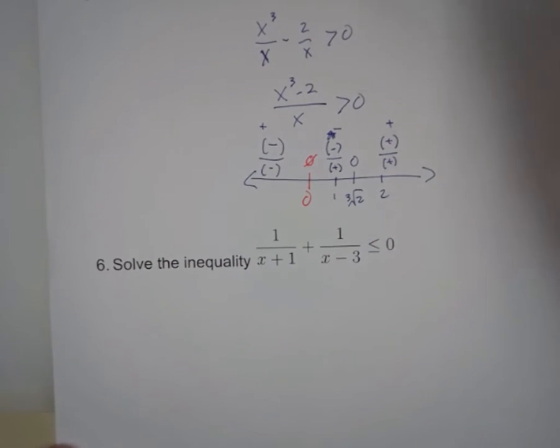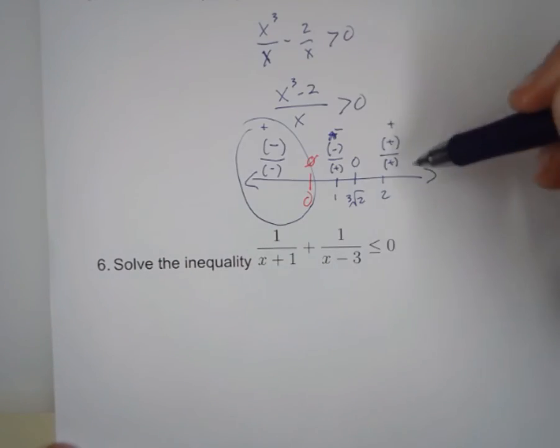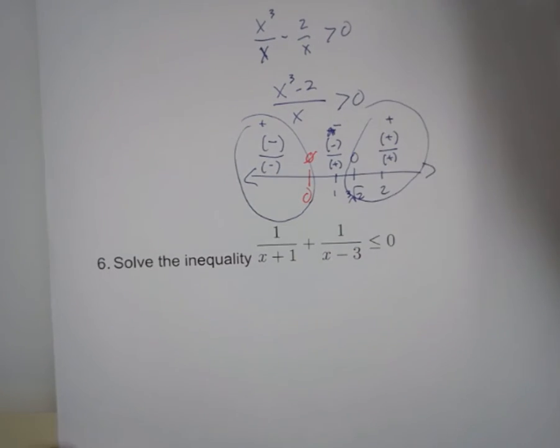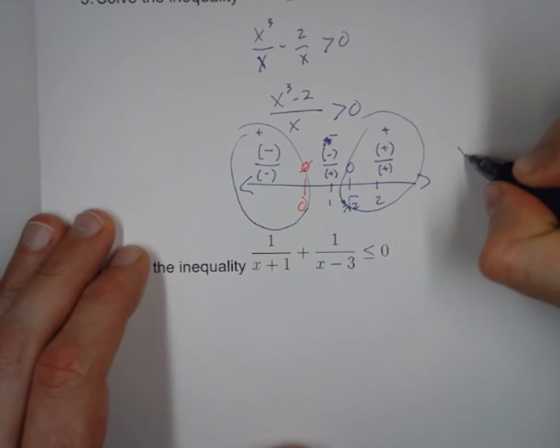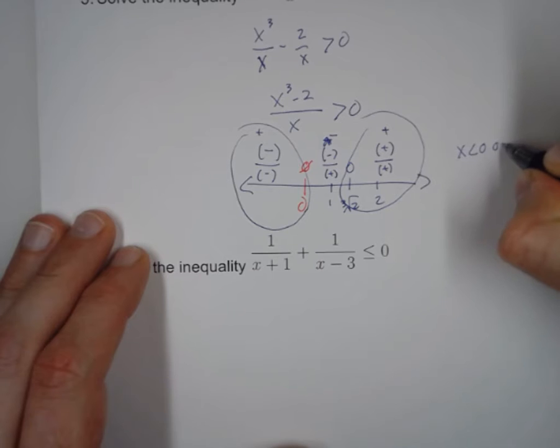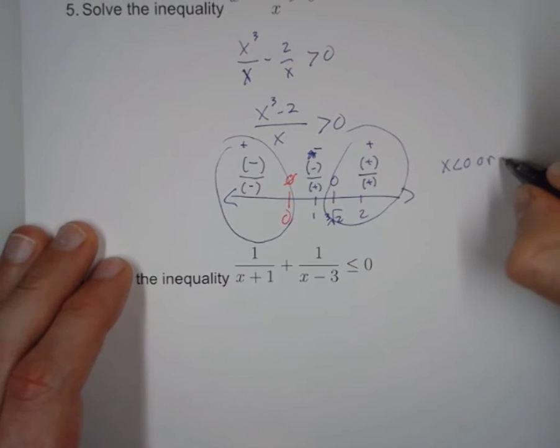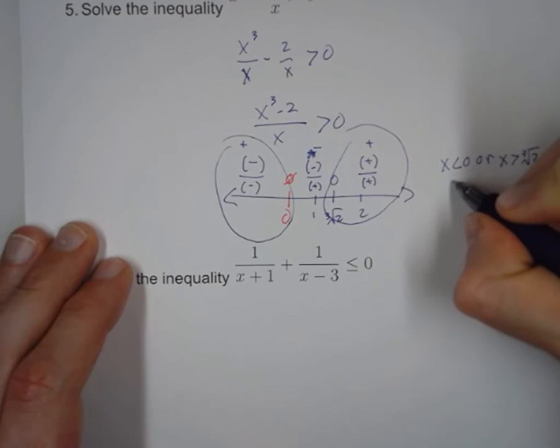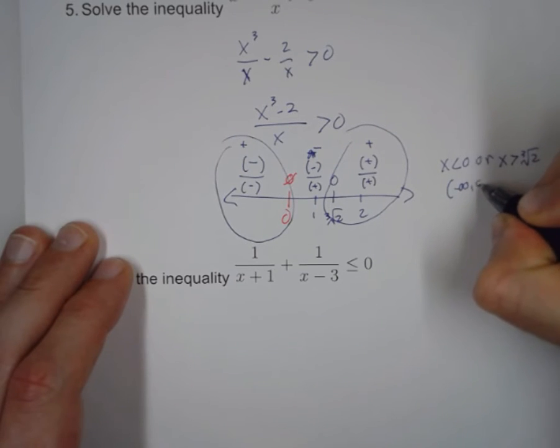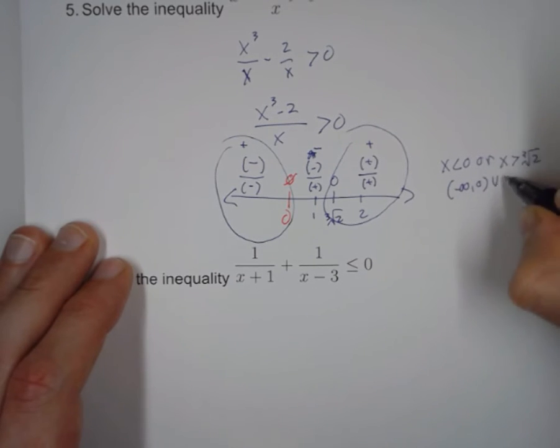So I want the intervals that are positive. So that's this and this. So x is less than 0, or x is greater than the cube root of 2. In interval notation, it's going to look like this.